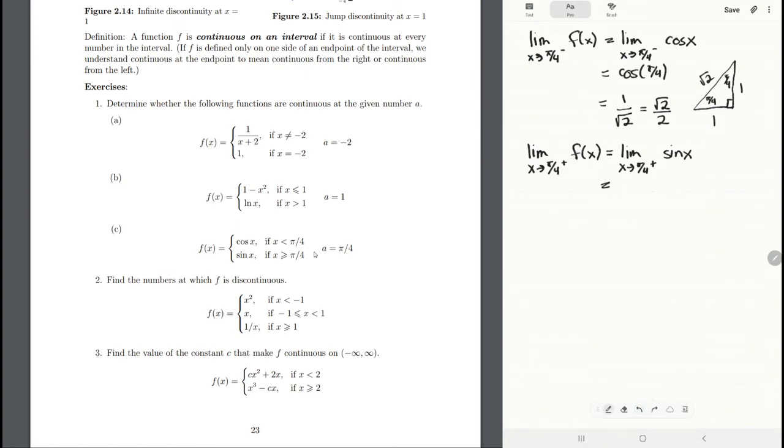So now we can take the limit. So if we let x go to pi over 4, we end up with the sine of pi over 4. And the sine of pi over 4 is going to be the opposite side over the hypotenuse. So if we use the same special triangle, we get 1 over the square root of 2. And if you rationalize this, this will be root 2 over 2.